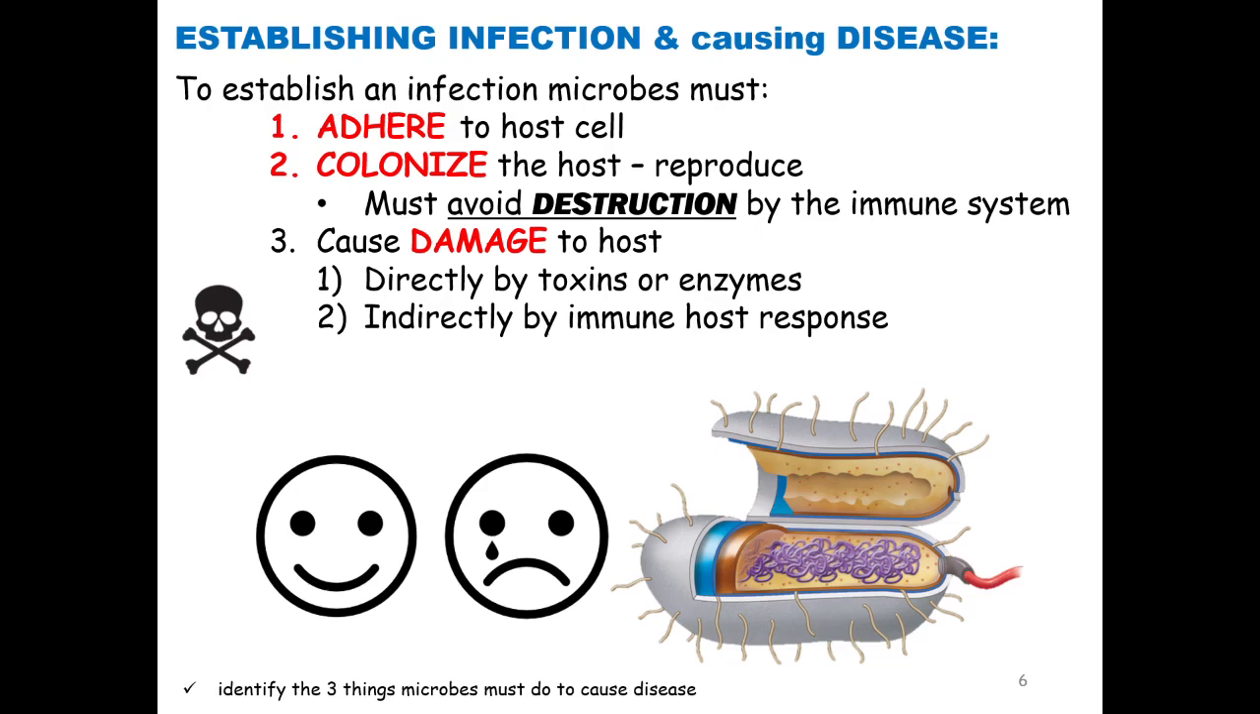Reminding you of our themes, all pathogens have to do 3 things. They have to stick to us. They have to colonize, meaning they need numbers, they need to be able to grow and reproduce and thrive. To do that, they have to avoid destruction by the immune system. To make them a pathogen, they have to do some kind of damage to us. That can either be directly through toxins or enzymes, or indirectly through our immune response.